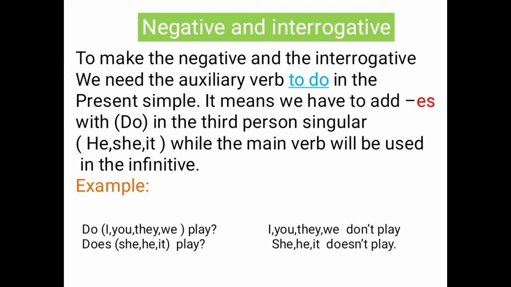Let's have examples of negative and interrogative sentences. To make the negative and the interrogative, we need the auxiliary verb do in the present simple. It means we have to add es with do in the third person singular, he, she, it, while the main verb will be used in the infinitive. For example, do I play, do you play, do they play, do we play? Now let's use it with third person singular. Does she play, does he play, and does it play?